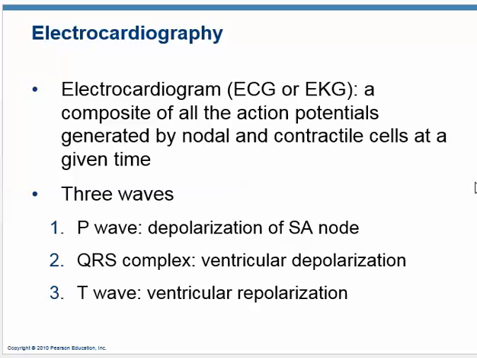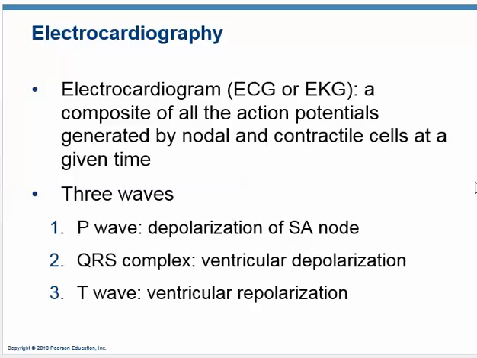It is a recording of the electrical activity of the heart, and it looks at what's happening in the SA node, the AV node, the bundle of His, the bundle branches, and the Purkinje fibers, and basically it tracks the action potentials through the myocardium.